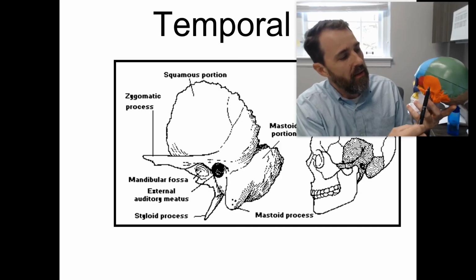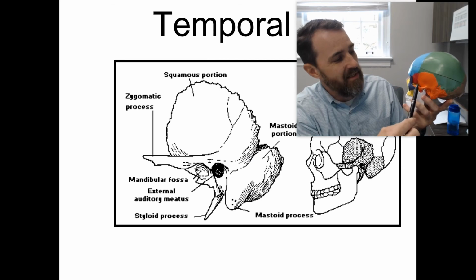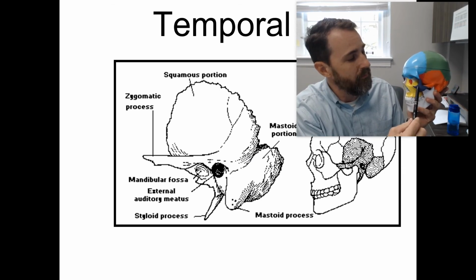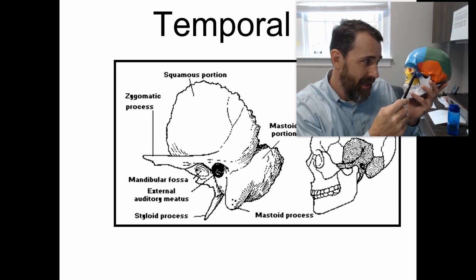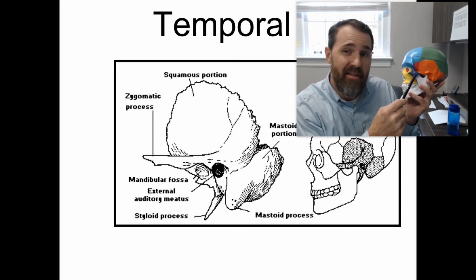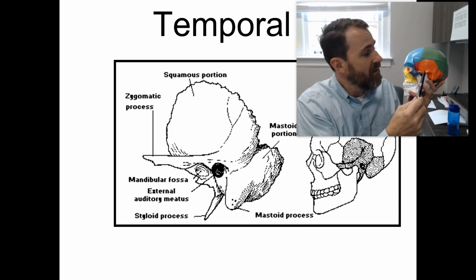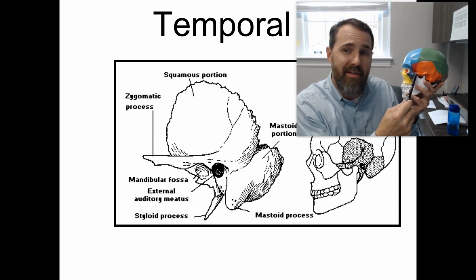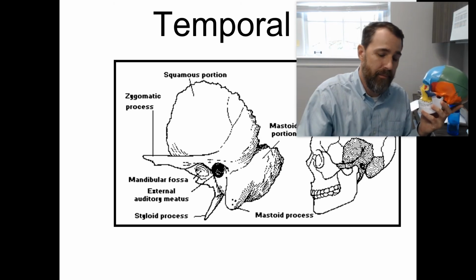And also, the temporal bone has the zygomatic process that's reaching out towards the zygomatic bone. And that zygomatic bone, recall, has a piece that's reaching back towards the temporal bone. And we refer to that as the temporal process of the zygomatic bone.